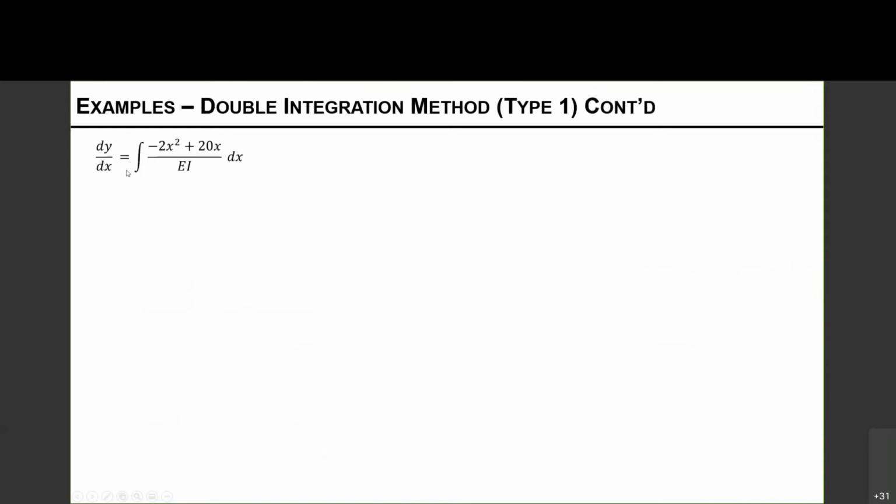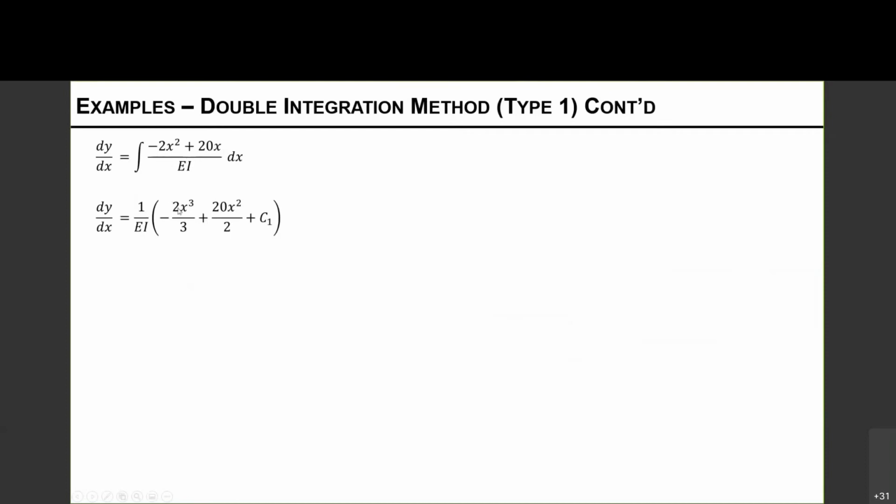And now we will proceed. So, right, dy over dx, again the slope, is equal to the integral of the moment over EI. So we will perform the integration here. So dy over dx comes over here, and then I'm putting this EI over here, because it's the same for the rest of the terms.